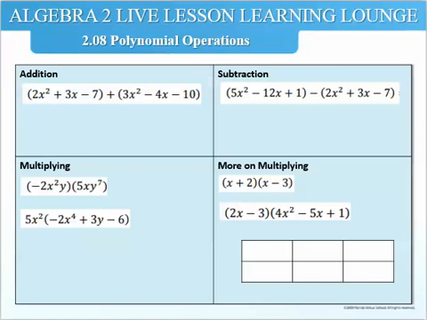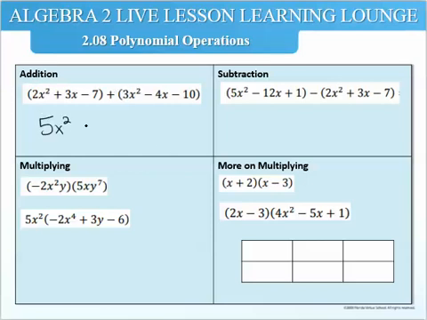We'll conclude our review of Module 2 with some polynomial operations, and this will feel very familiar because we've already reviewed complex number operations, which are very similar. So we're going to start with addition. When we add polynomials, we add the coefficients on the like terms. So 2x squared plus 3x squared is 5x squared.